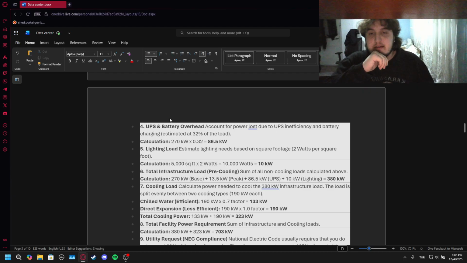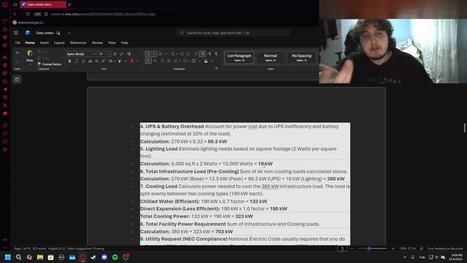This is the other load. Lighting load. Estimate lighting needs based on square footage, 2 watts per square foot. Obviously, you need to light the place so people can actually do stuff. And you do that with 2 watts per square foot. Calculation: 5,000 square feet multiplied by 2 watts, 10 kilowatts.